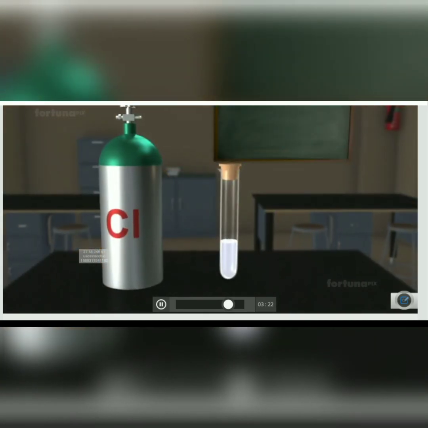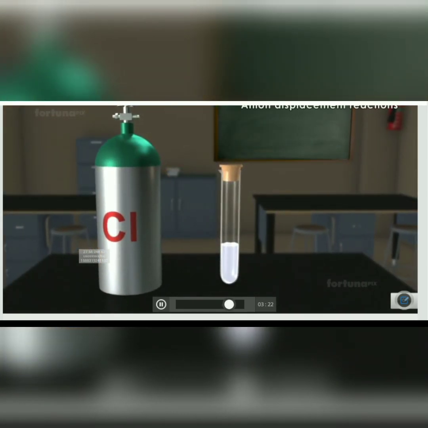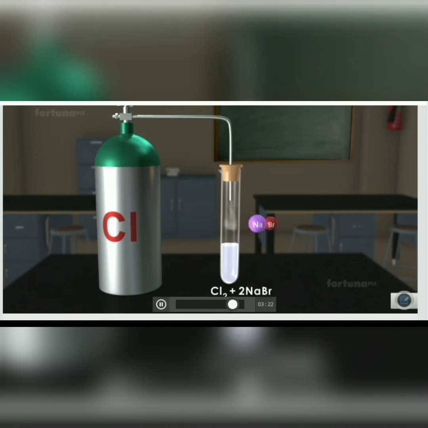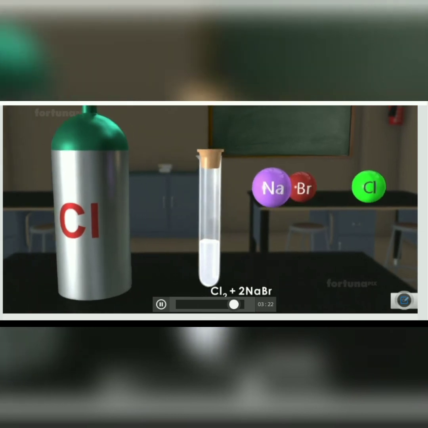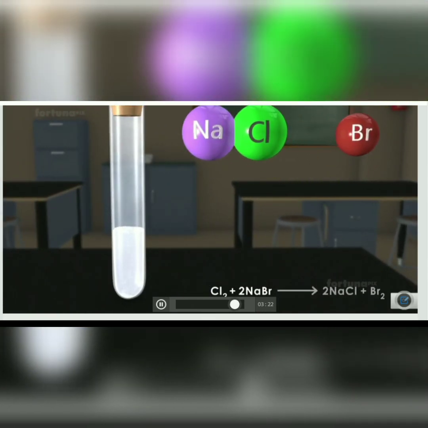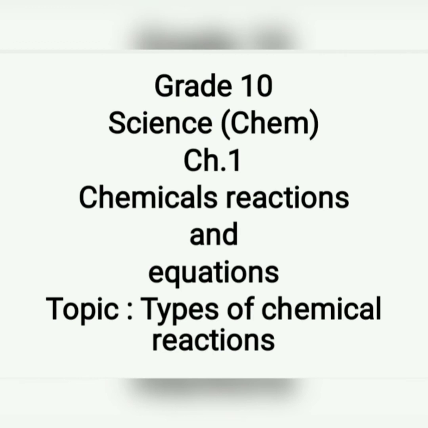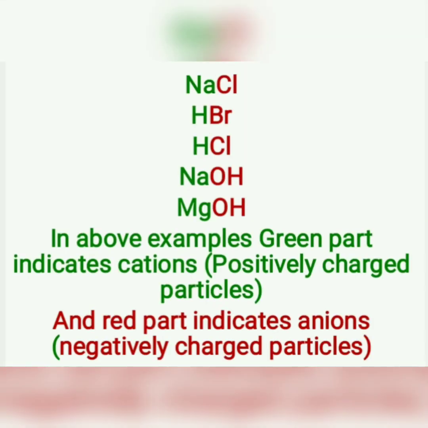In an anion displacement reaction, one anion displaces another anion from a compound. As anions are negatively charged particles, they displace the negative part of the compound. For example, displacement of bromine from sodium bromide solution in the form of bromine gas, and formation of NaCl, sodium chloride, is done. In the last, one more important thing which I want to explain to you.